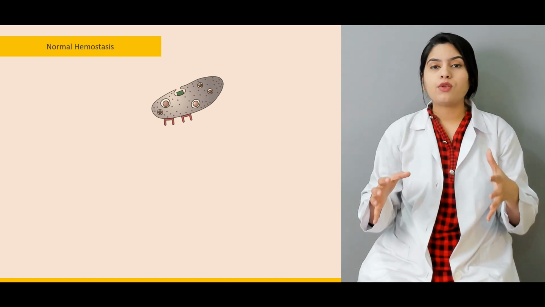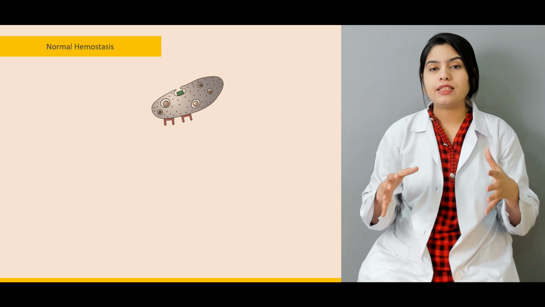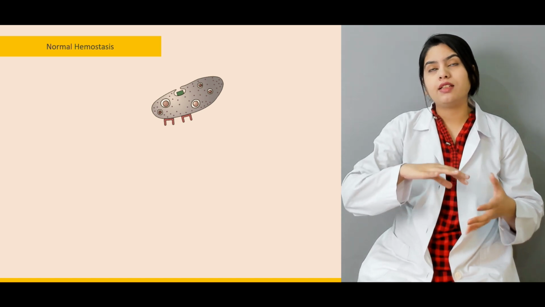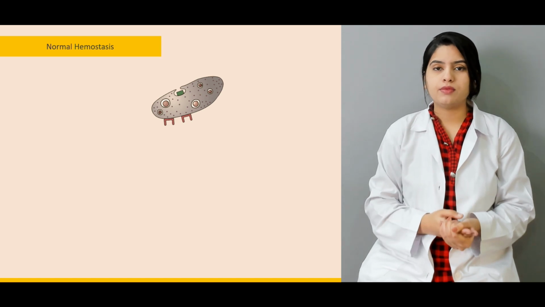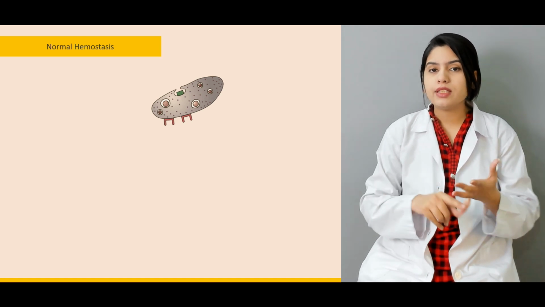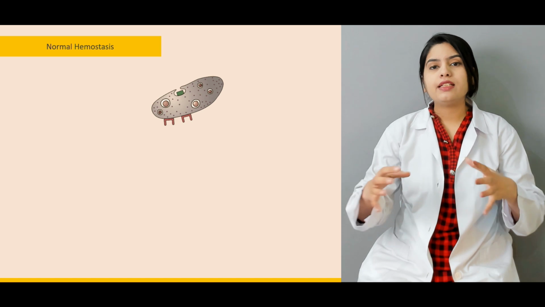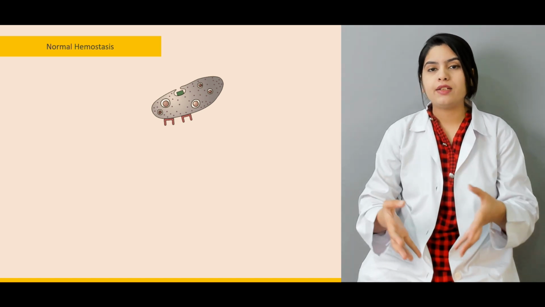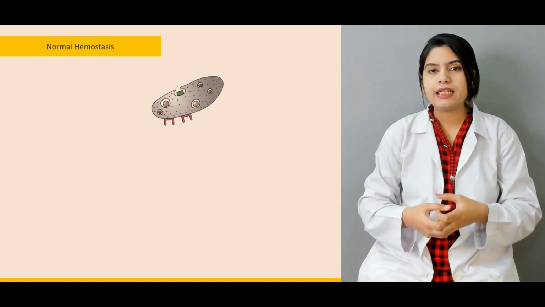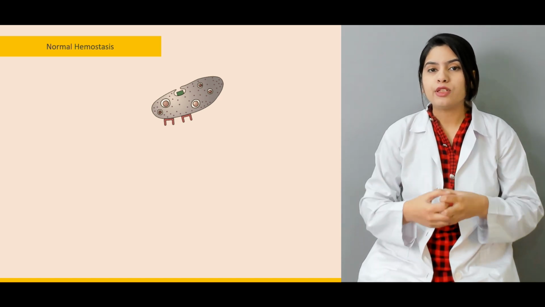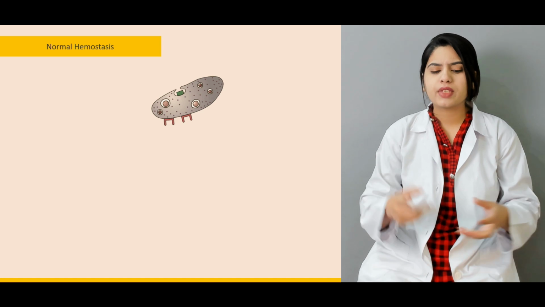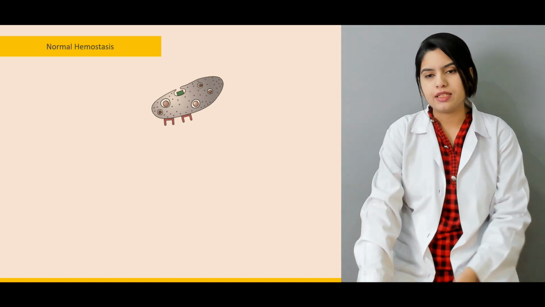Here we are talking about the normal hemostasis mechanism in response to vascular injury. Whenever any vascular injury occurs, there is accumulation of the platelets, and that accumulation of platelets activates the proteins that form the blood clot and stop the bleeding. Here we are talking about that mechanism.